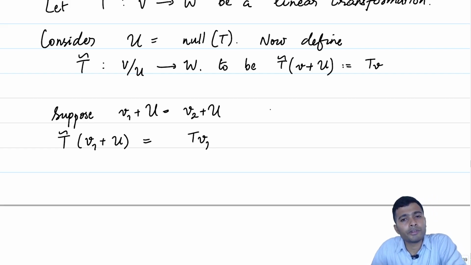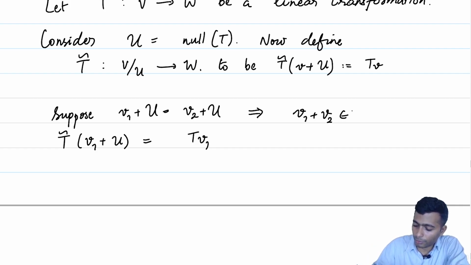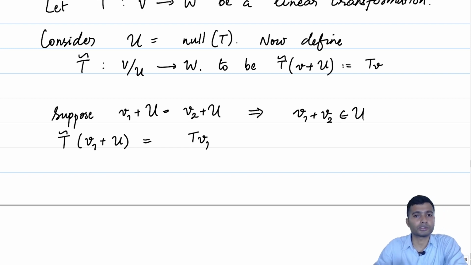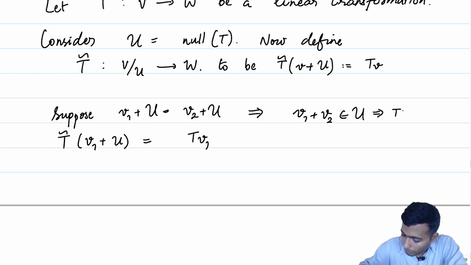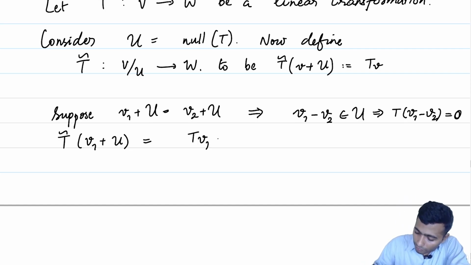But what is the meaning of V1 plus U being equal to V2 plus U? By the proposition proved earlier, this is if and only if V1 minus V2 belongs to U. Recall what U is. U is the null space of T, which implies T of V1 minus V2 is the 0 vector. It's in the null space of T. And that means TV1 is equal to TV2.